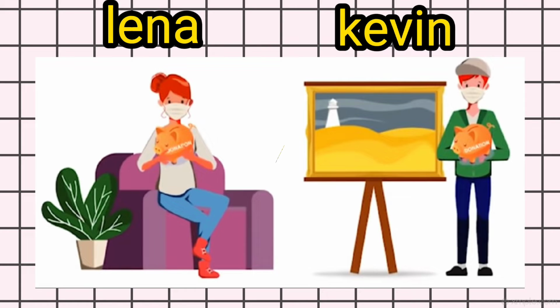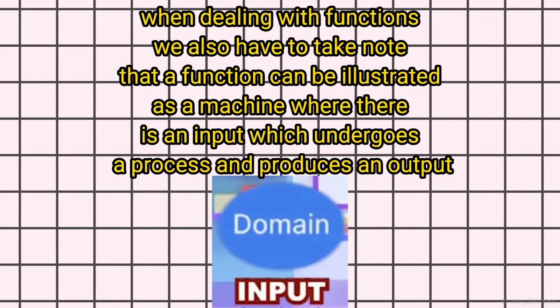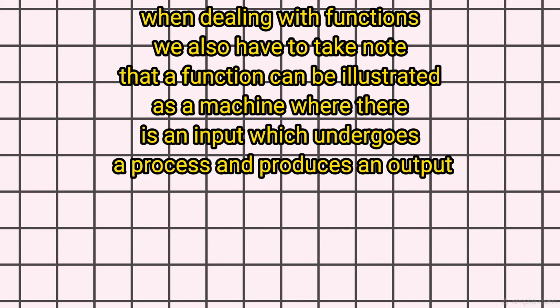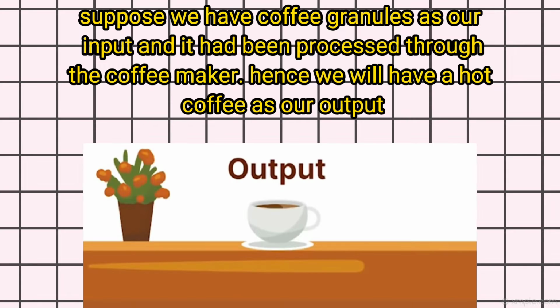What Kevin and Lena did is a good initiative to help others, but we also have to know that there are a lot of ways we can help, especially in this time of the pandemic. When dealing with functions, we also have to take note that a function can be illustrated as a machine where there is an input which undergoes a process and produces an output. Suppose we have coffee granules as our input and it is processed through the coffee maker. Hence, we will have hot coffee as our output.